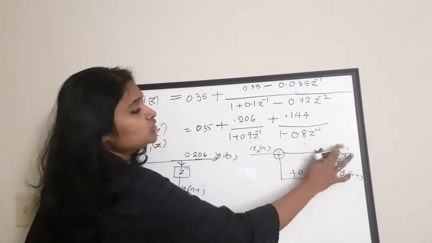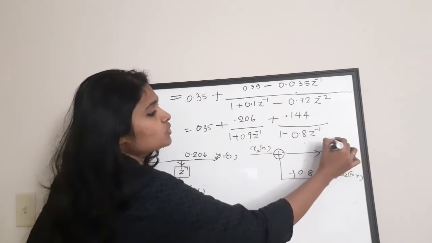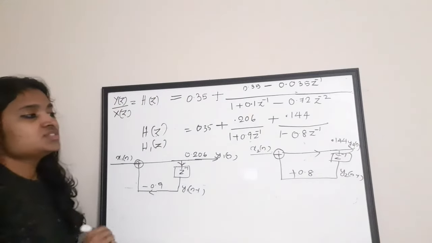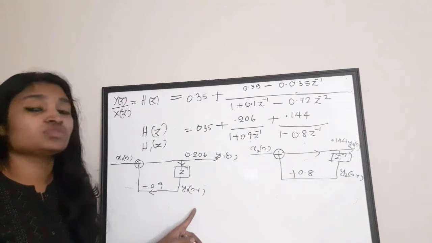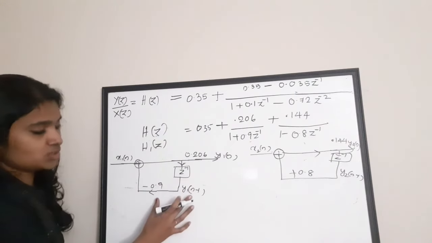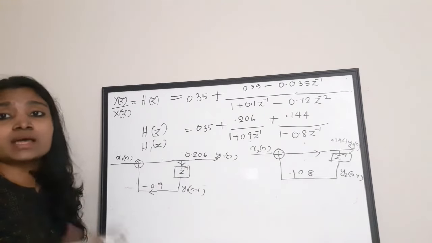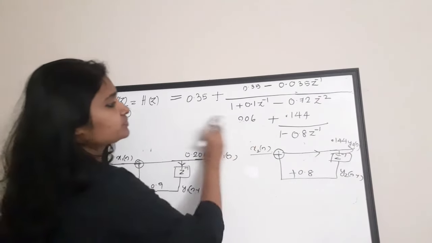at the output side you need to multiply with your constant or the numerator. That is 0.144 is y2 of n. So this is your realization for h2 of z. This is your realization for h1 of z. Now you need to combine this h1 of z, h2 of z and the constant term and draw your parallel form structure. Now I am going to demonstrate how to draw that.